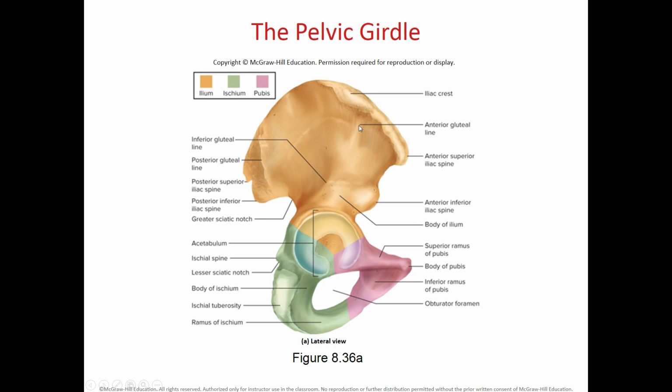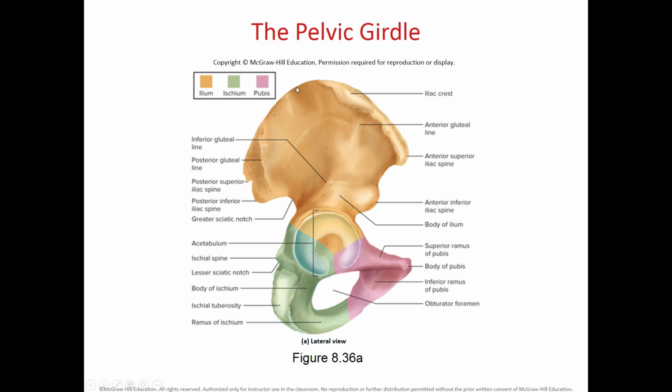So this orange bone represents the ilium, the pinkish bone represents the pubis, and the green bone represents the ischium. They all fuse together here in the middle of this fossa that is called the acetabulum. So this is the lateral view of the coxal bone.